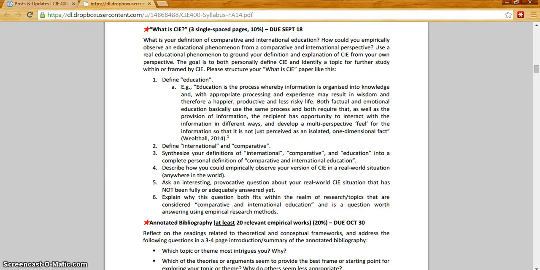What are your definitions of education? What are your definitions of international? What are your definitions of comparative? And how might you begin to synthesize international, comparative, and education together?